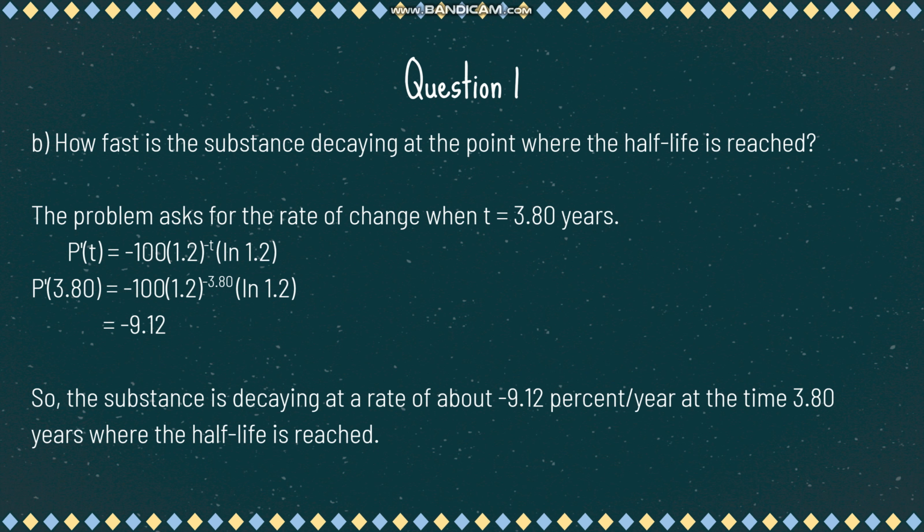So now we can sub t in, 3.8 years. We sub it in and we get negative 9.12. Remember, when putting this equation into the calculator, try to put the equation in in one go. Don't put it in separate parts as it may mess up the calculations. So the substance is decaying at a rate of about negative 9.12% a year at the time 3.8 years, where the half-life is reached.